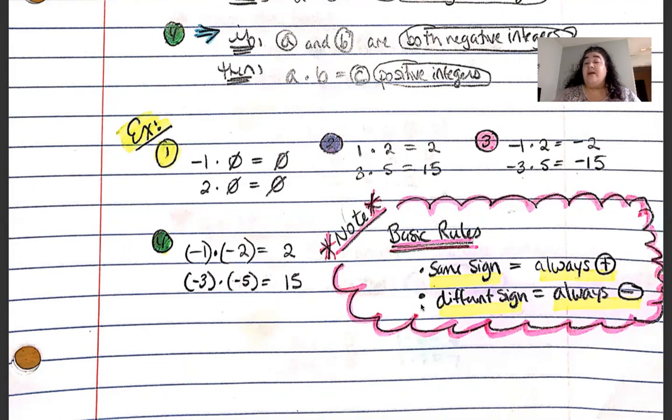And then when the signs are different, meaning we have one positive, one negative, if we're multiplying a positive and a negative, we will get a negative answer. If we're dividing a positive and a negative, we will get a negative answer.